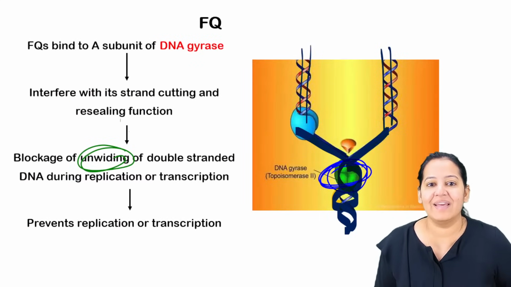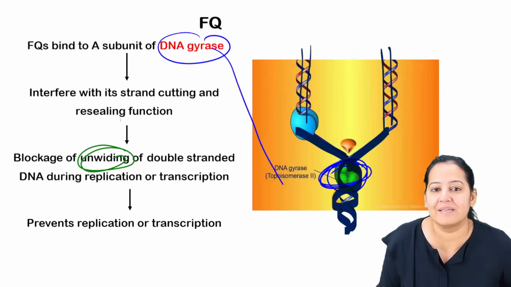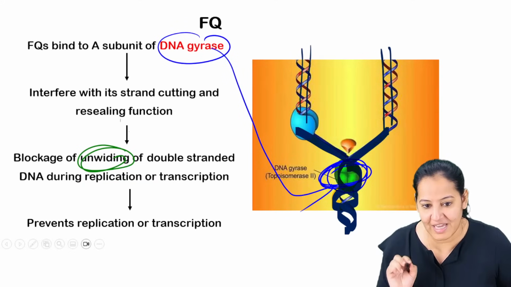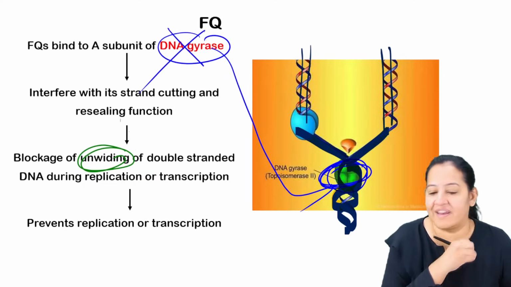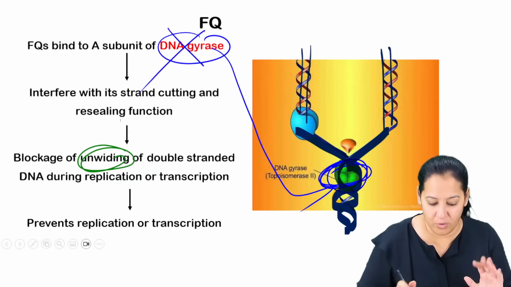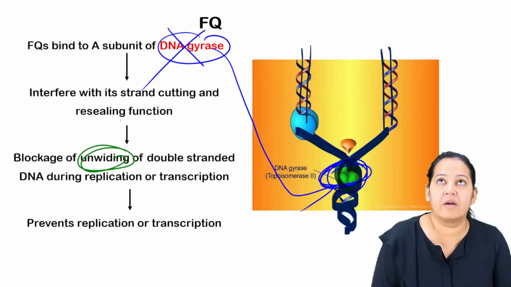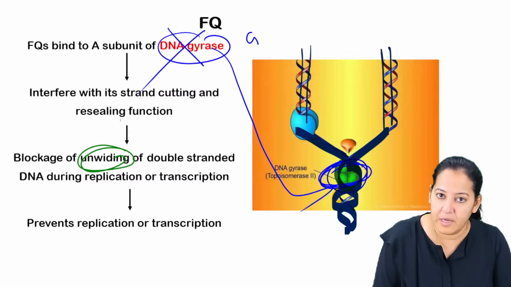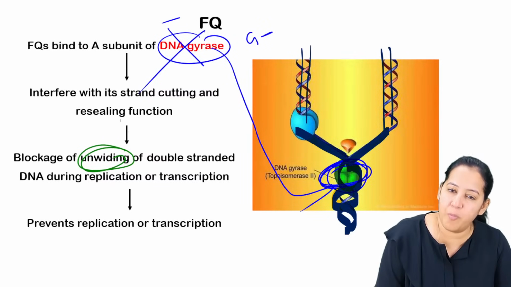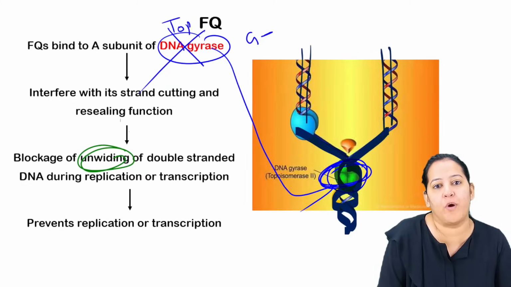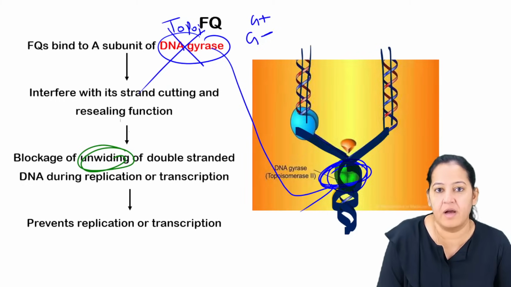So unwinding is done by DNA gyrase. The name of the enzyme is DNA gyrase, and fluoroquinolones inhibit DNA gyrase. This is DNA gyrase in gram negative bacteria, and topoisomerase 4 is the equivalent in gram positive bacteria. So fluoroquinolones inhibit both.